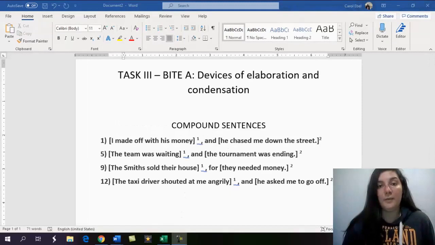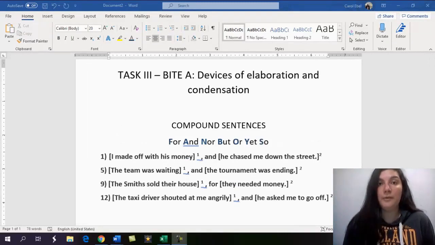Now we're going to analyze the compound sentences. Remember, a compound sentence is a combination of two independent clauses which are joined by the use of a coordinating conjunction. Remember that every time we refer to coordinating conjunctions, we refer to the well-known FANBOYS. Examples of compound sentences in this task are exercises 1, 5, 9, and 12. In all these exercises, we can see independent clauses which are joined by the use of a coordinating conjunction, majorly the word and, but also, in exercise number 9, the use of the coordinator for.